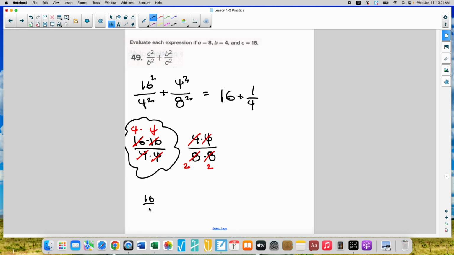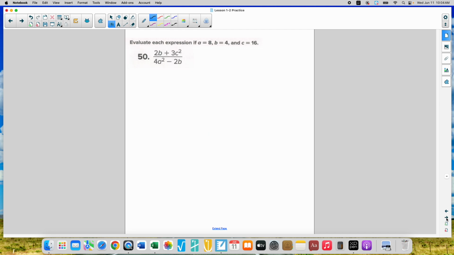So 16 over 1 equals how many fourths? We're going to multiply by 4, and that's going to be 64 fourths. So that's going to switch to 64 fourths plus 1 fourth, which gives us 65 fourths. You don't have to turn it to a mixed number. That's not necessary. We can leave it as 65 fourths. That cannot be simplified.